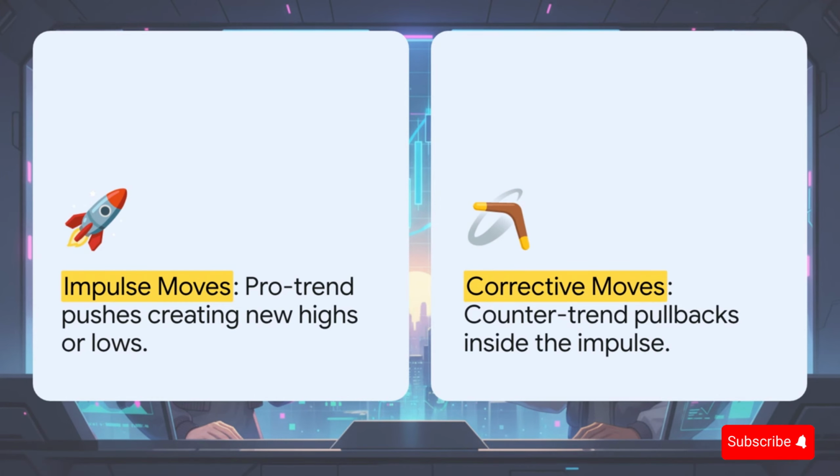Now, inside these trends, you're going to see two very distinct types of moves. First, you've got impulse moves. These are the massive, aggressive pushes creating those new highs. Then, you have corrective moves, these slower, exhausting pullbacks. Here's where your edge comes in. You want to buy deep inside those bearish corrective pullbacks. You're essentially getting a discount right before that next massive wave of institutional buying kicks off.